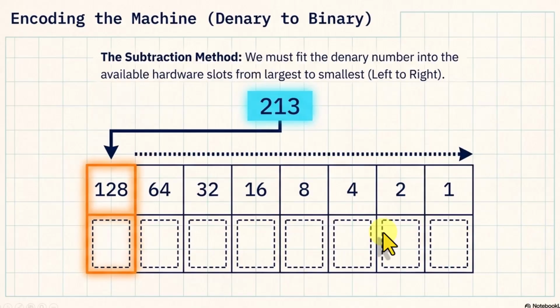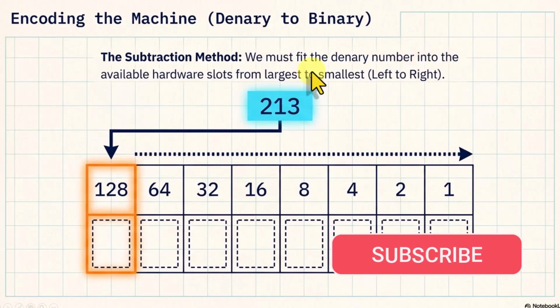Now the subtraction method, how we change denary to binary. We have a denary number and we want to change it to binary. We must fit the denary number into the available hardware slots from largest to smallest, so we will start from the largest.